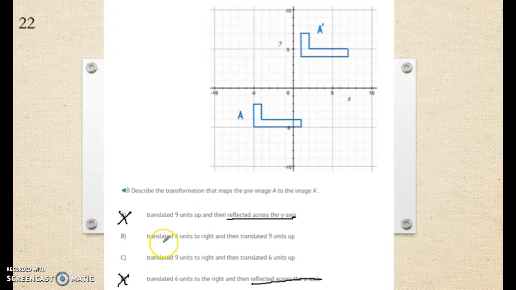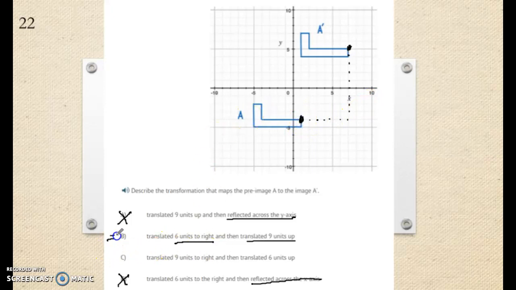So let's try these. Translate 6 units to the right, then 9 units up. So I'm going to start right here, and I'm going to go 6 units to the right. 1, 2, 3, 4, 5, 6. And then 9 up. 1, 2, 3, 4, 5, 6, 7, 8, 9. That looks pretty good to me.